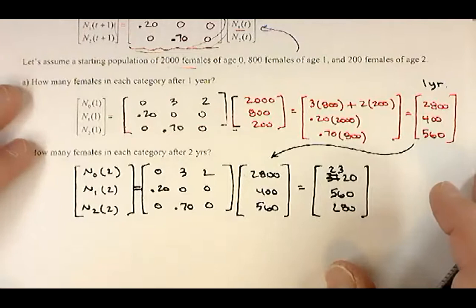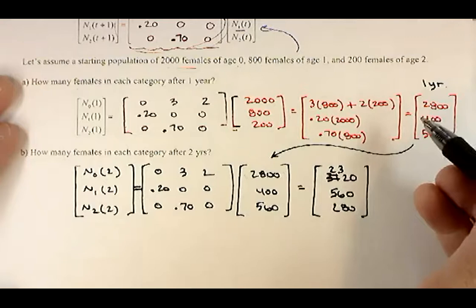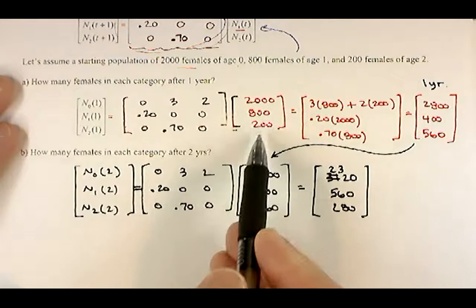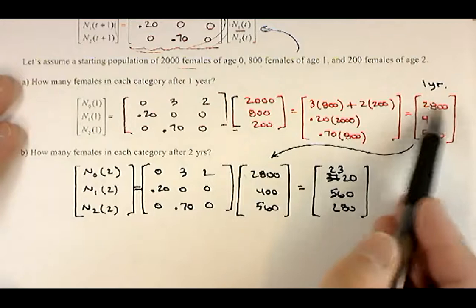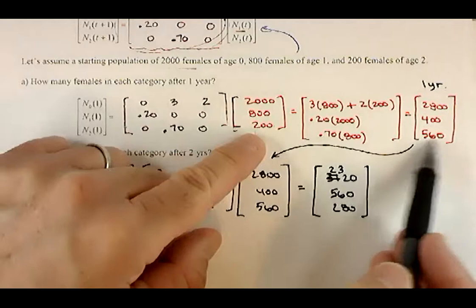Here's a curiosity question, right? We started with 2,000 zero-year-olds, 800 one-year-olds, and only 200 two-year-olds. After 1 year, look what happened. We got more zero-year-olds, but look what happened to our one-year-old population. It got cut in half. My two-year-old population got bigger.